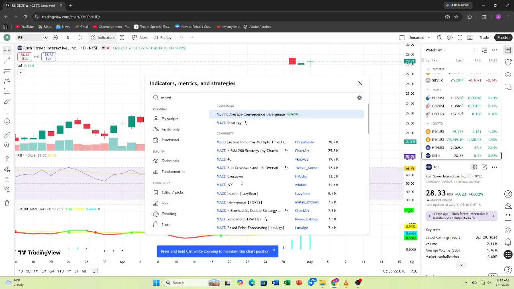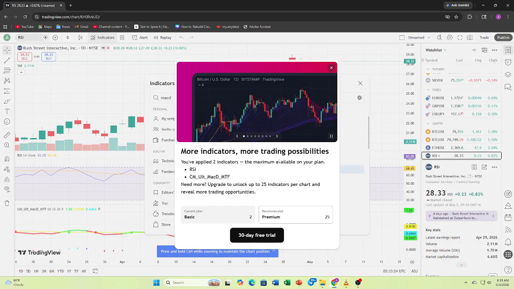So yeah, that's how you use the MACD indicator in TradingView. Once you understand crossovers and momentum, it becomes much easier to read the market.